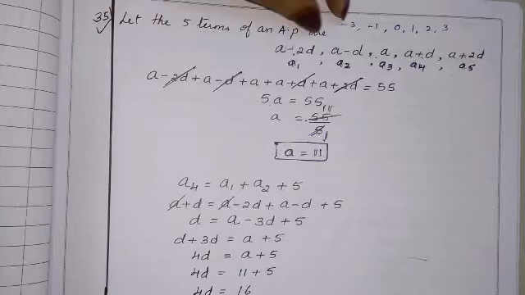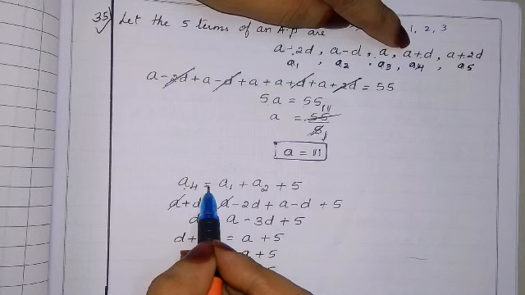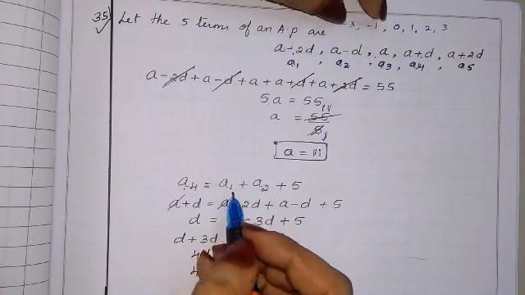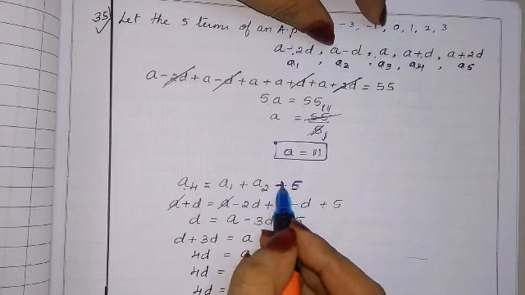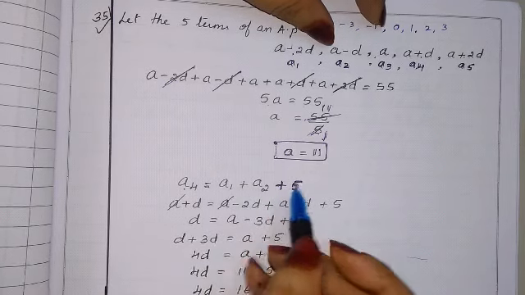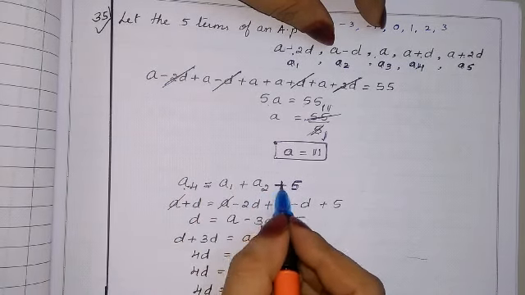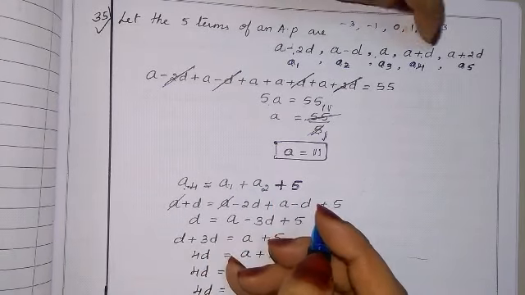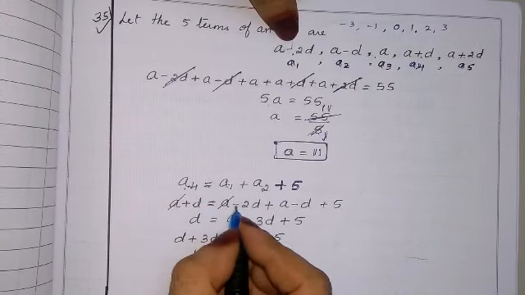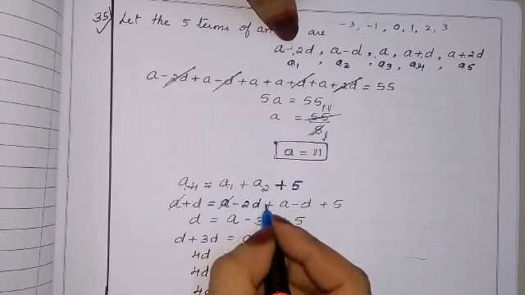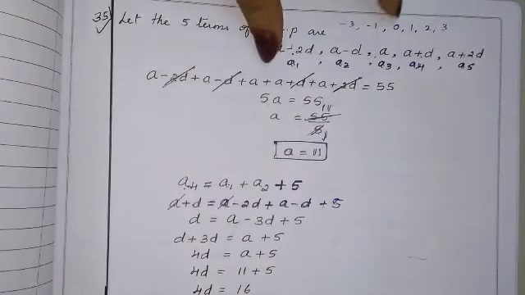Now, in the question, let me read one more time. Fourth term is 5 more than the sum of the first two terms. 5 more than means plus 5. Fourth term is 5 more than the sum of the first two terms. Which is the fourth term here? a plus d is the fourth term, is equal to the first term a minus 2d plus the second term a minus d plus 5 as it is. Let us see now.